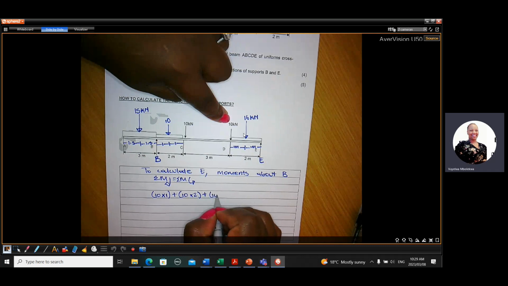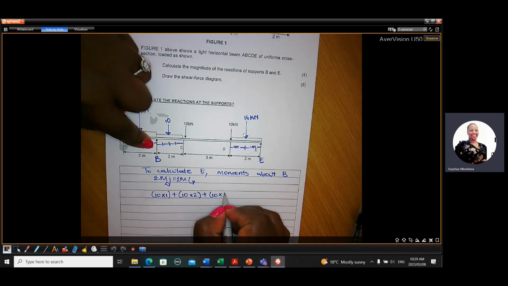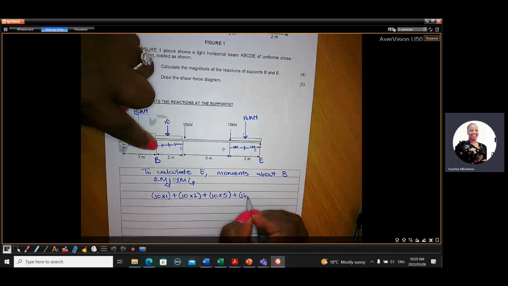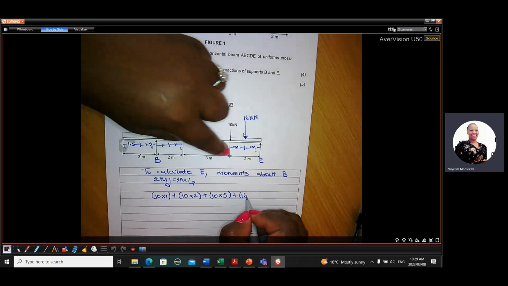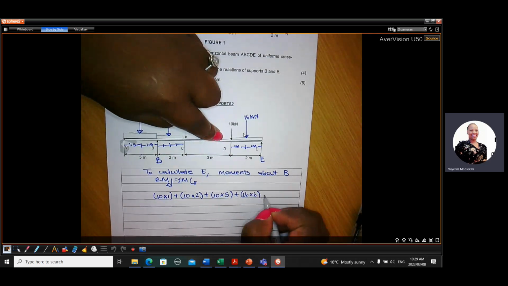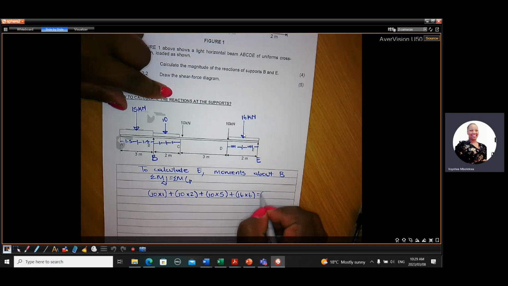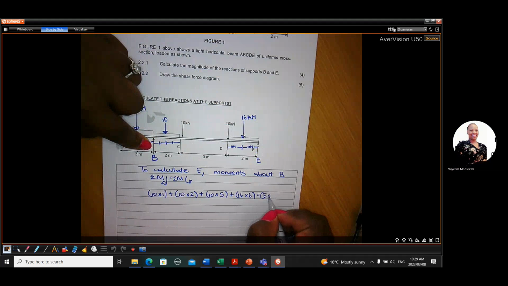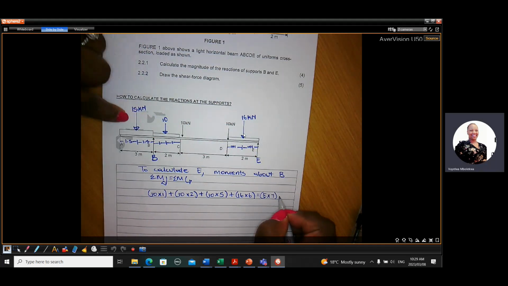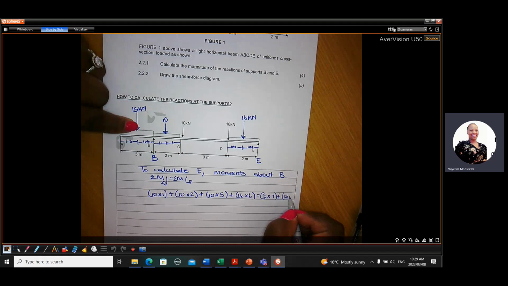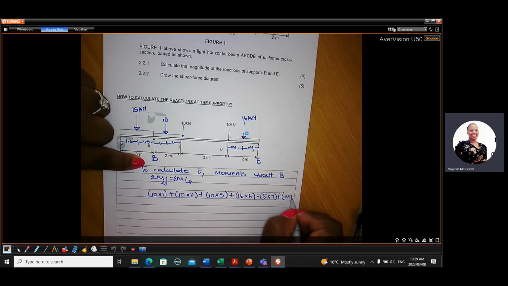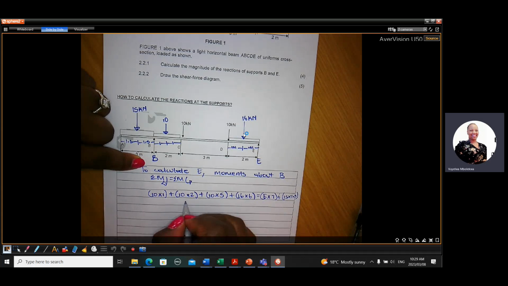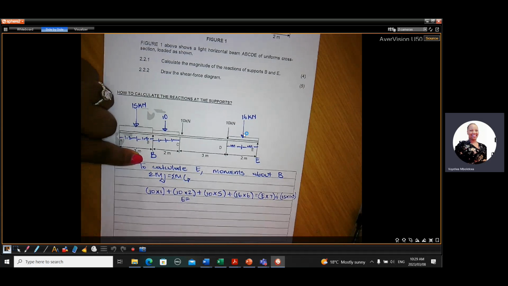The next force is that 10. How far is 10 from B? It's 5 meters. The next force we have is 16. How far is 16 from B? It's 2, 5, 6. It's 6 meters. Then we're done with clockwise. Anti-clockwise, we have E. How far is E from B? At 7 meters. Then the other force we have that will give us an anti-clockwise moment is 15. How far is 15 from B? It's 1.5.